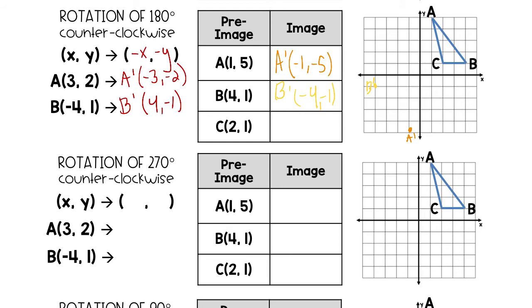And lastly, C is at 2, 1. So C prime is at negative 2, negative 1. 2 left, 1 down is C prime. We can connect all of these, and we have the same triangle rotated 180 degrees. And I missed that. Now it's better.